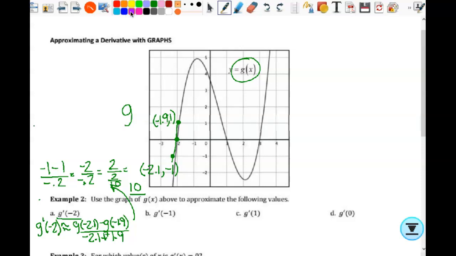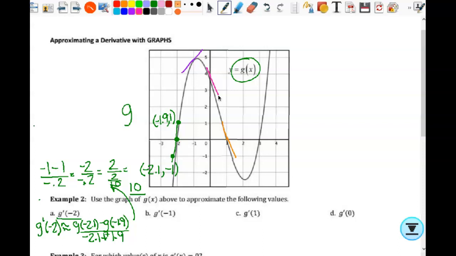Okay, so g prime of -1. Let's at least get the tangent line on there. So at -1, this is the point right there, right? So my tangent line would look something like that. Then let's do g prime of 1. That's right there. And then I could draw that in. And then g prime of 0, when this is 0, it's right here.